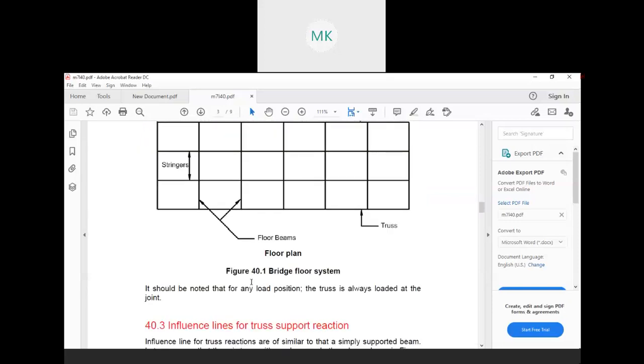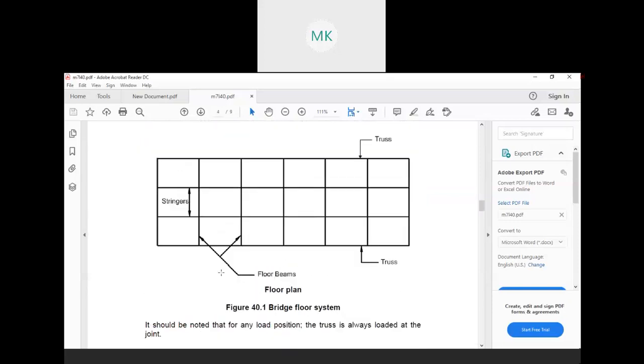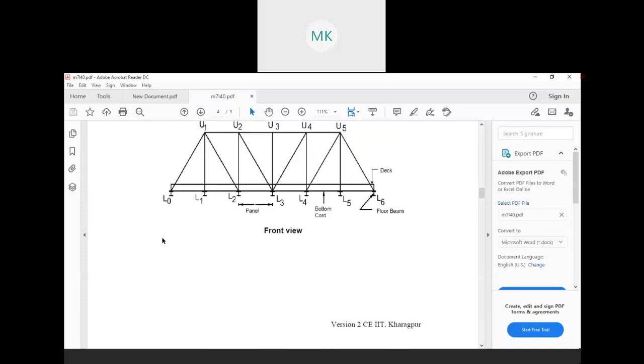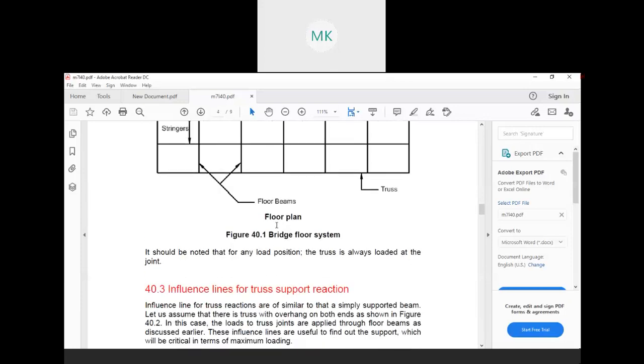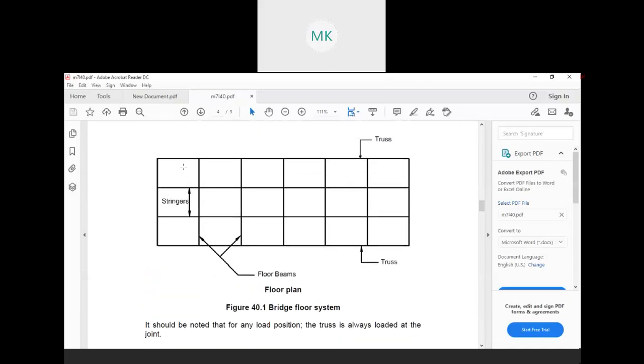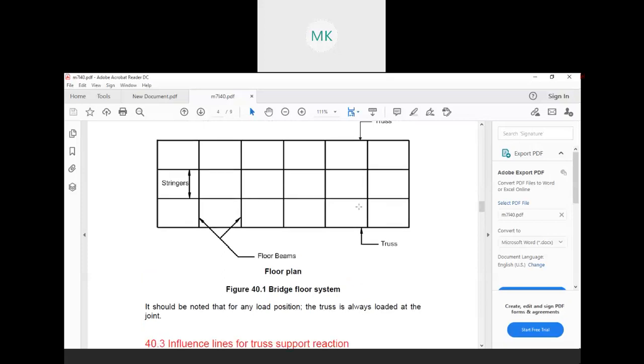Here you see this is the floor plan. These are the stringers, these lines in between. This is the front view, and this is the plan diagram if we draw. And always remember, it should be noted that for any load position, the truss is always loaded at the joints. As I have already said, all the loading is applied at the joints and it is transmitted through the members to the bottom chord.